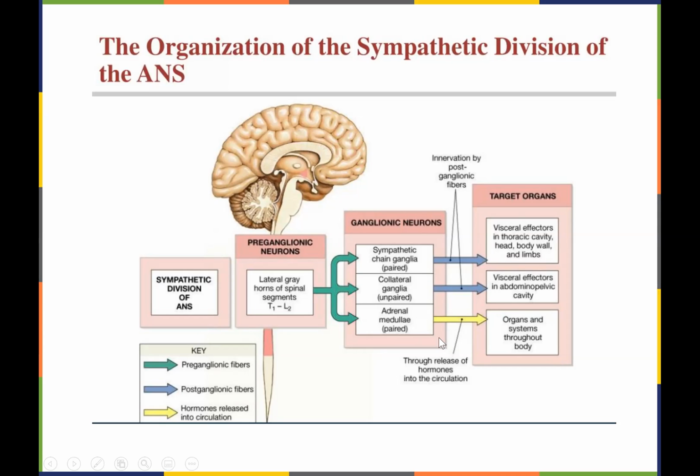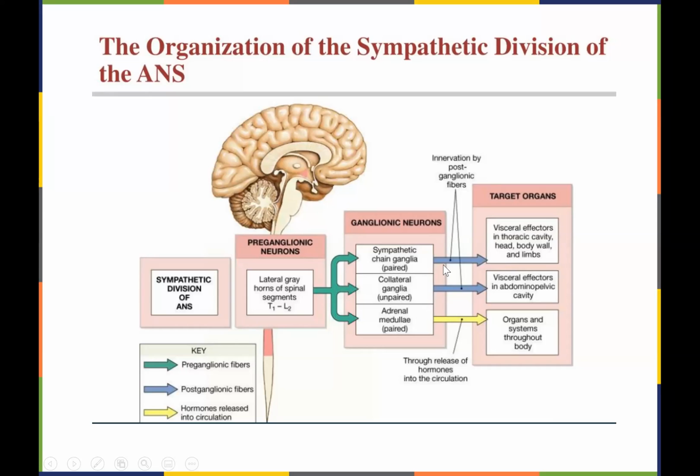Here, the ganglia are found on either side of the spinal cord. It's called paravertebral. It is paired. So there are 3 of them. There's sympathetic chain ganglia, which is paired. Collateral ganglia is unpaired. And it can also go to the adrenal medulla. This is on top of the kidneys, which is also paired. The collateral will serve your abdominal region. Above the diaphragm, sympathetic chain ganglia is common.